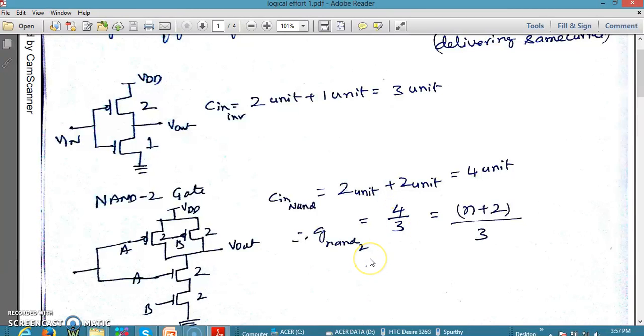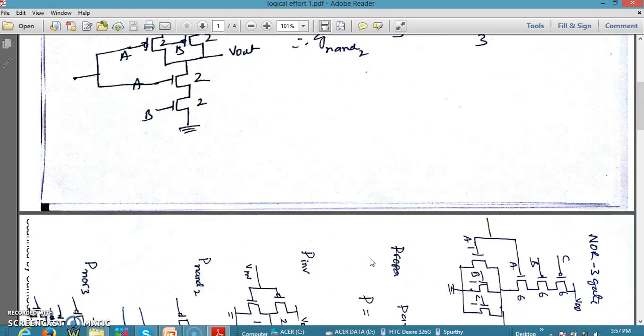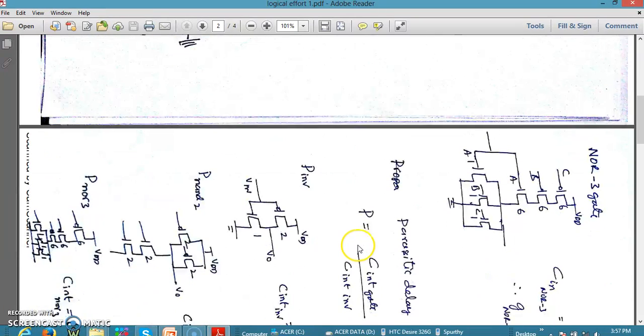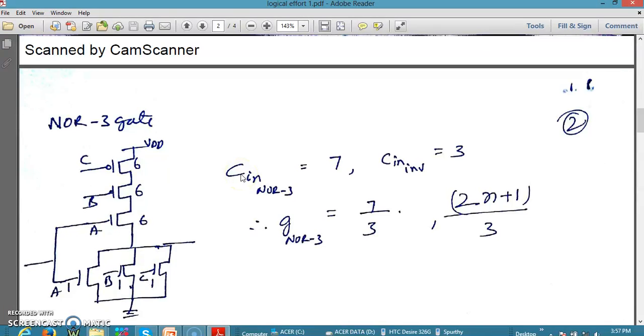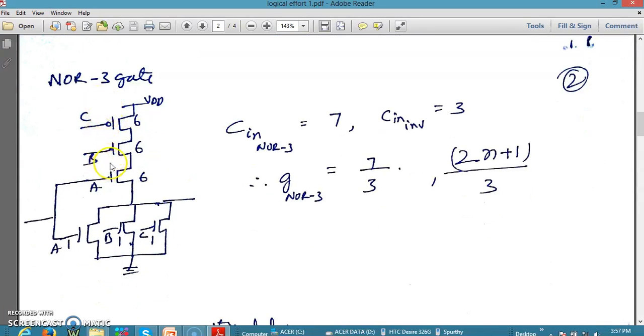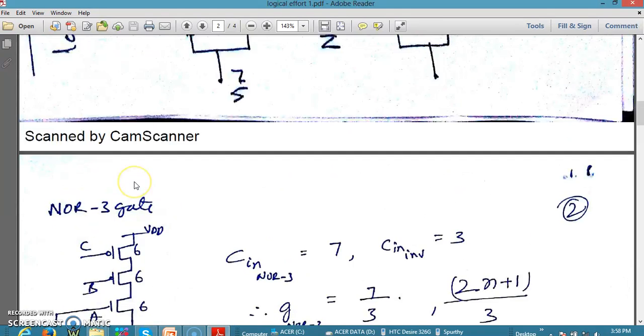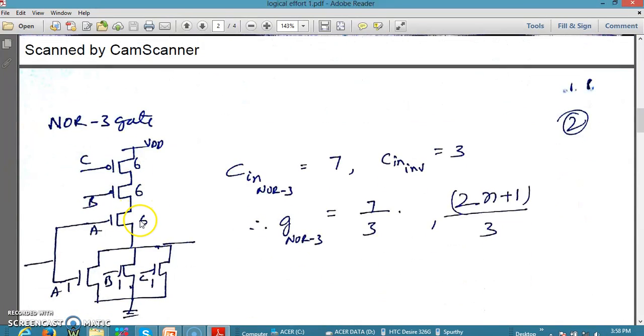So it is 4 by 3 now. Now similarly we can find what it is for a 3 input NOR gate. Now you can see we are connecting a 3 input NOR gate. So now it is scaled by 3 times because we have 3 transistors in series here. It was actually 2 here for the inverter. Now it is 3 stack. Now it will be 6 6 6 now.